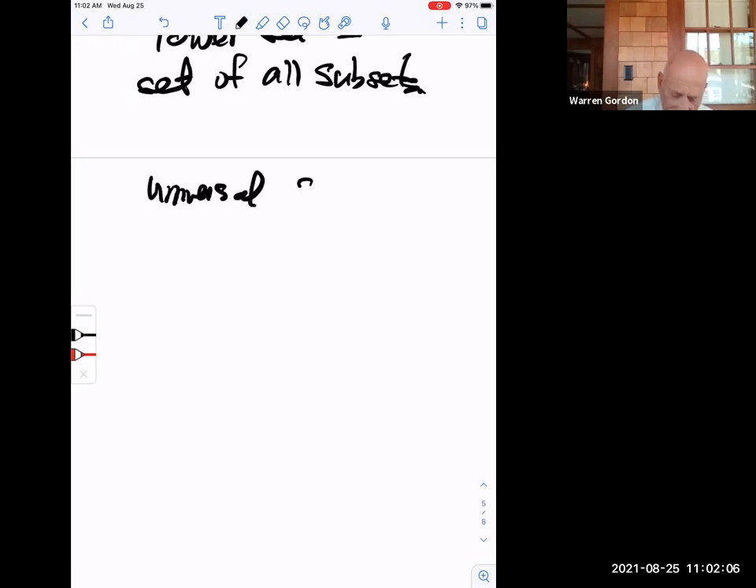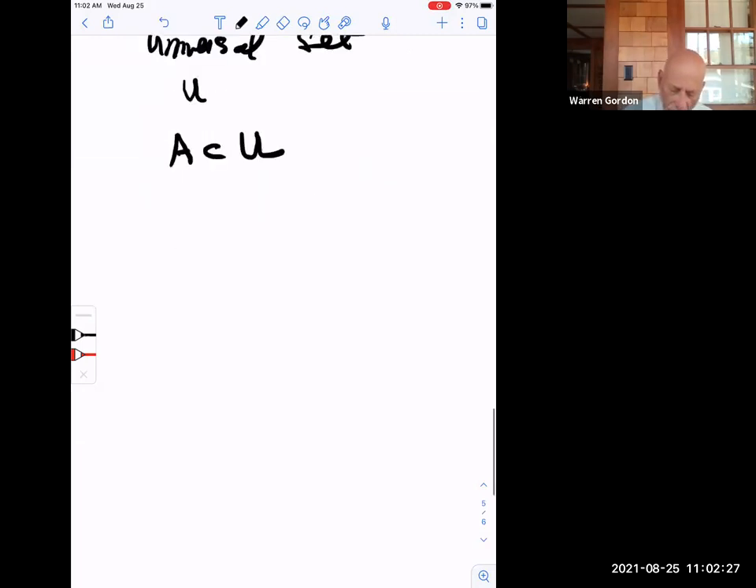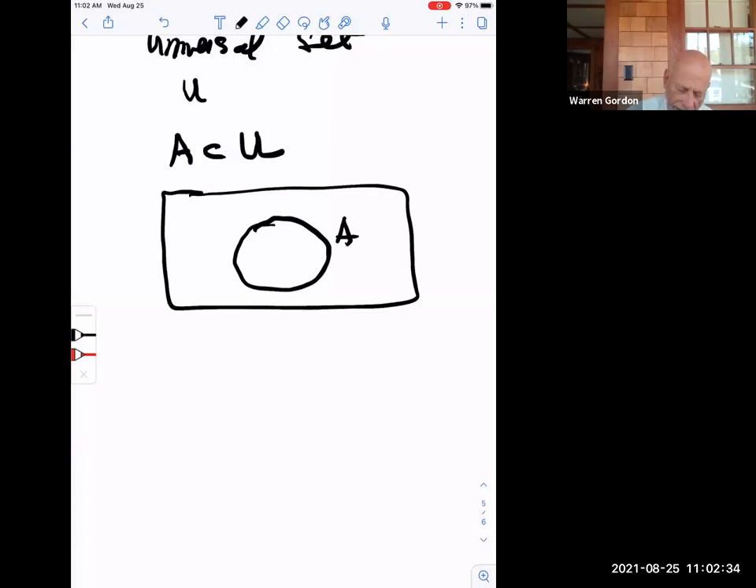Now, the universal set is usually obvious or given to you. For example, in the example I just considered, the universal set would be the set of all living beings. The universal set is represented by the letter U, and if A is any set, it will be a subset of the universal set. Sometimes you draw this pictorially. For example, if this is A, we have one really large set, which we call the universal set.